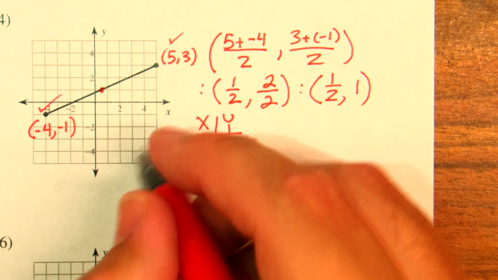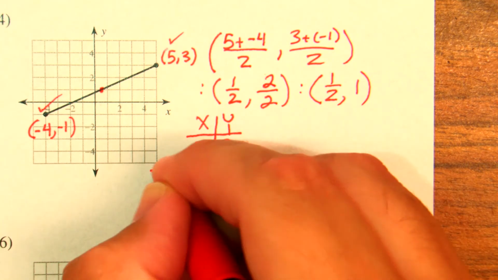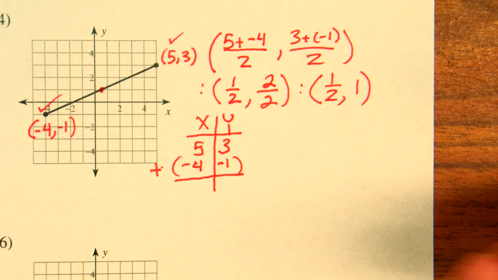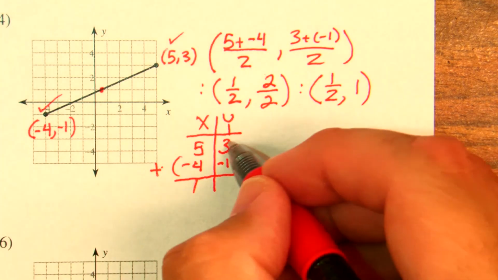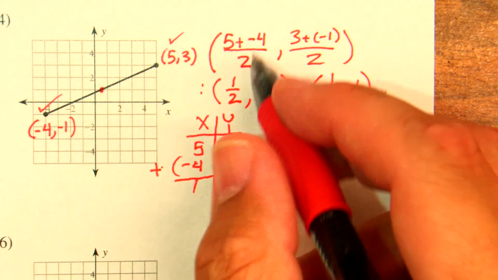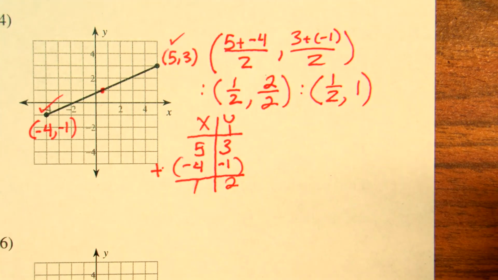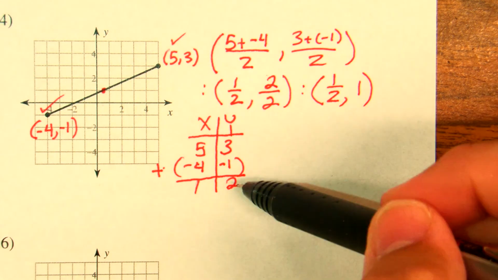So I'm going to add these two together. So 5 plus a negative 4, which really is 5 minus 4, there's your 1. 3 minus 1, 3 plus a negative 1, or 3 minus 1 is really your 2. And then what do you do afterwards? In the distance formula, we would take these numbers and square them. But now what would we do?